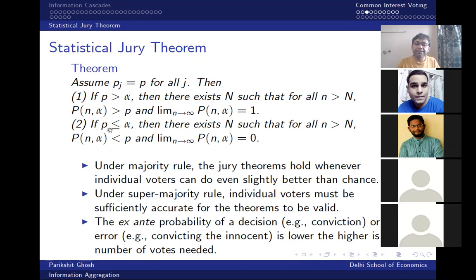Unfortunately, if P is less than alpha, then exactly the opposite happens. We have anti-Condorcet results, right? So for large enough juries, the jury will actually have a higher chance of making a mistake. And if the jury size is very big, almost surely the jury will be wrong, right? Not correct. It'll be wrong with probability close to 1. So even in this very simple setup, we have identified conditions that are required for the Condorcet jury theorem to hold.